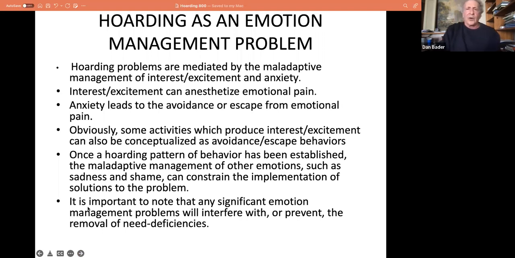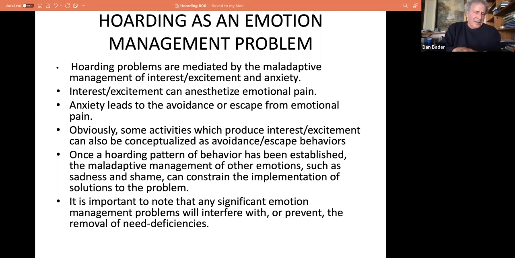Okay. Now I'm going to go over how hoarding is an emotion management problem. Obviously, the need deficiencies kick up emotional pain. So hoarding problems are mediated by the maladaptive management of interest/excitement and anxiety. Interest/excitement, which I'm going to go into, can anesthetize emotional pain. Anxiety leads to the avoidance or escape from emotional pain. Obviously, some activities which produce interest/excitement can also be conceptualized as avoidance/escape behaviors. Once a hoarding pattern of behavior has been established, the maladaptive management of other emotions such as sadness and shame can constrain the implementation of solutions to the problem.